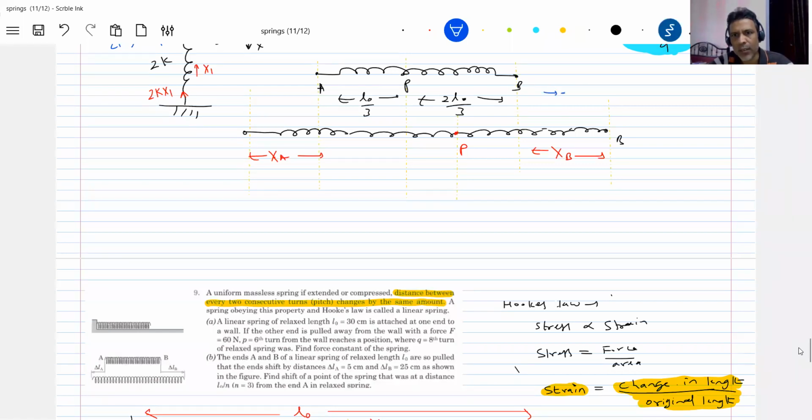Anything directed towards right, I'll take it positive. Okay, now let's analyze. I'm not sure about the displacement of the one which you don't know, so we don't put a sign. So the change in length of AP by original length should be equal to the change in length of BP by original length. So nothing but the strain in one part of the string should be equal to the strain in the other part. The core idea, property of spring.